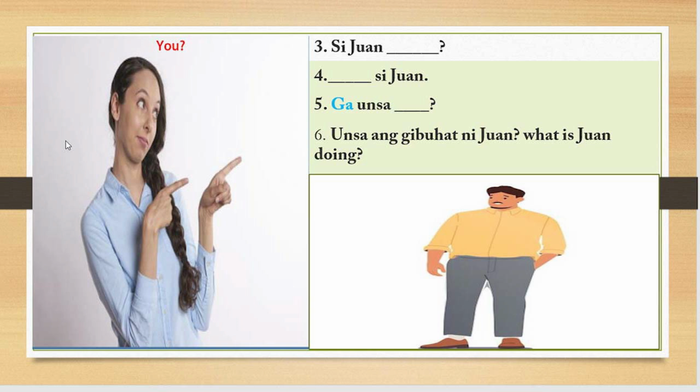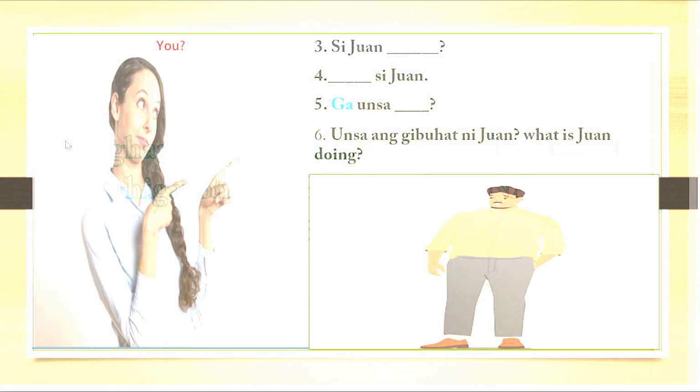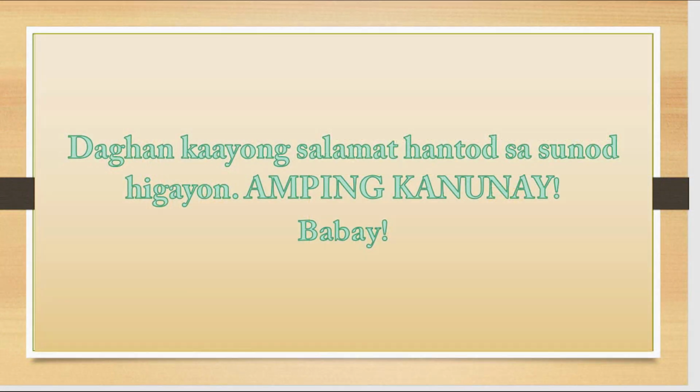Number five, gaun sa blank. Objective. Number six, unsa ang gibuhat ni Juan? What is Juan doing? So, ang tubag ani would be third person singular. Okay? Third person singular. So, ang gibuhat kay blank. So, you're good. Okay?